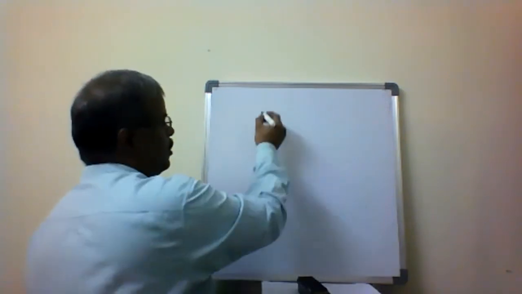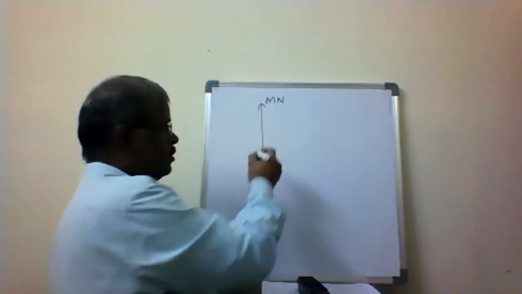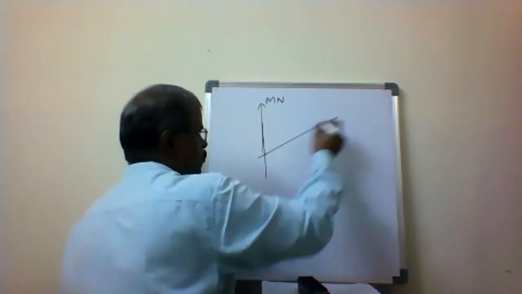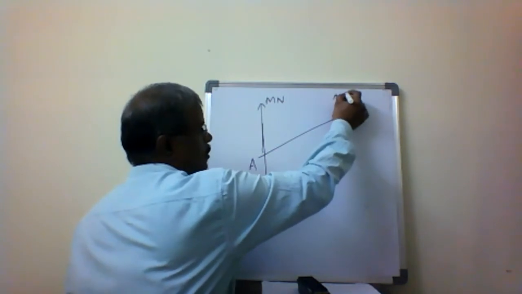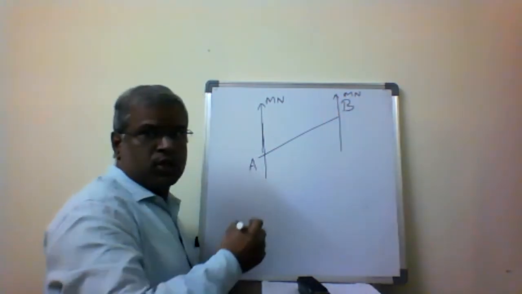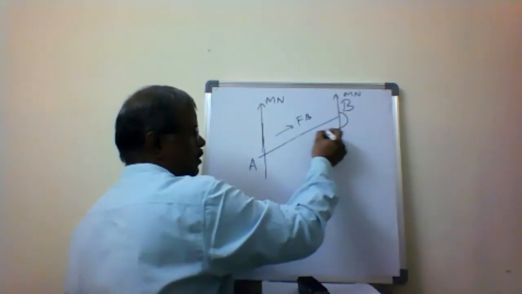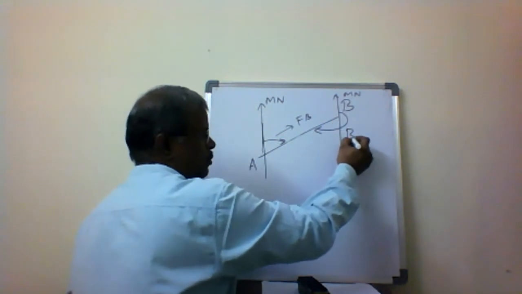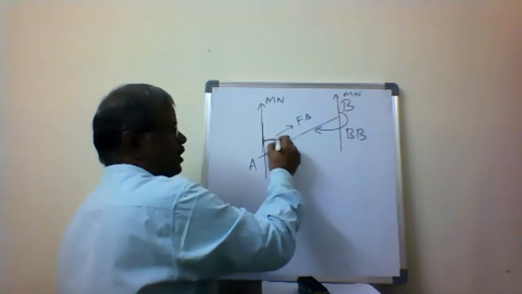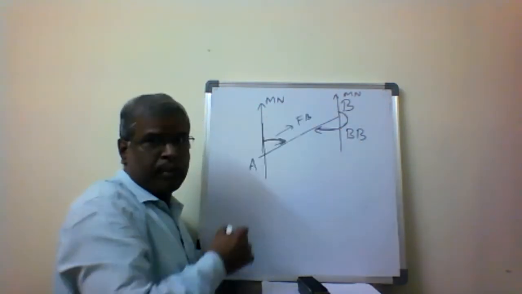So if you take the direction, this is the magnetic north. From this, I'm going for the line AB. In the forward direction, it is called the forward bearing. So this is the forward bearing, and this is the backward bearing. This angle is going to be the forward bearing, and this angle is going to be called the backward bearing.